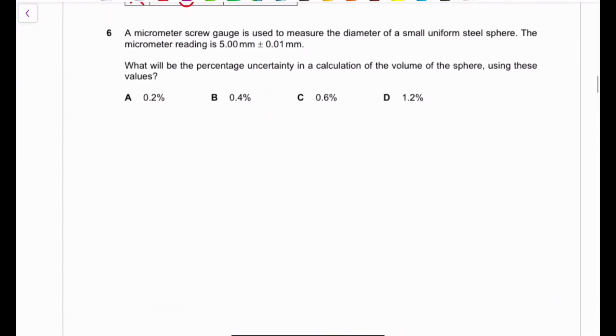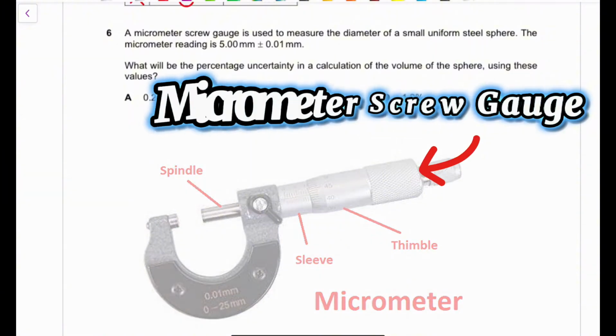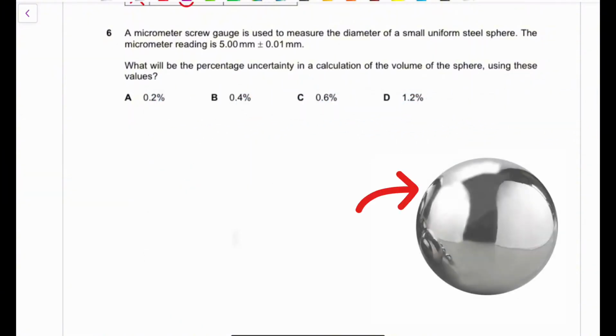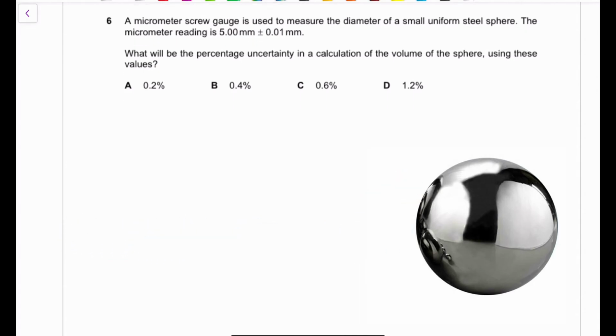We've been given a micrometer screw gauge, which is used to measure the diameter of a small uniform steel sphere. And as you can see on the diagram, if you haven't seen a micrometer screw gauge, I'm showing it right now on the screen. That is the micrometer screw gauge, and that is the steel sphere that we're trying to measure, its volume. So how do you find the volume of a steel sphere? We know that the volume is going to be 4 over 3 pi r cubed. So we want to find the volume of that.